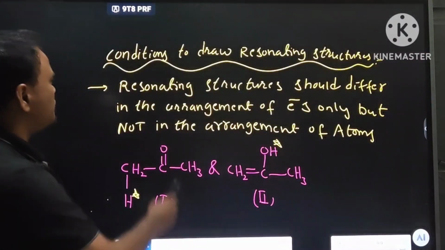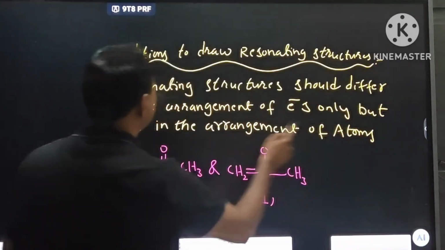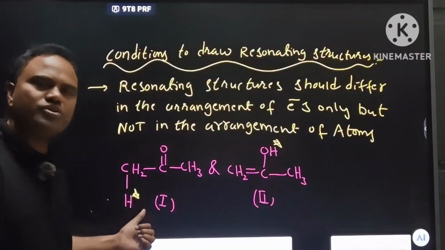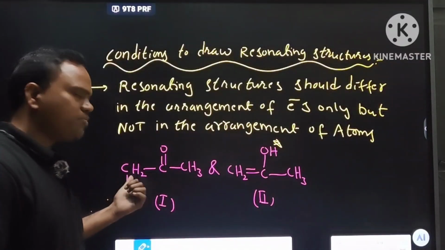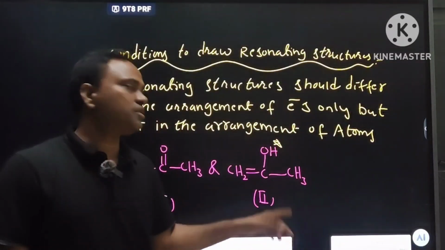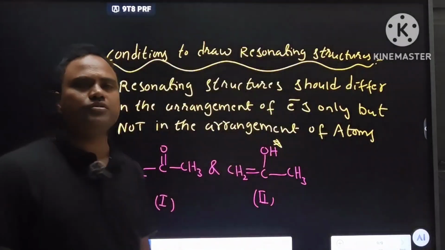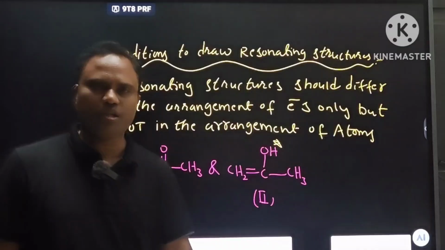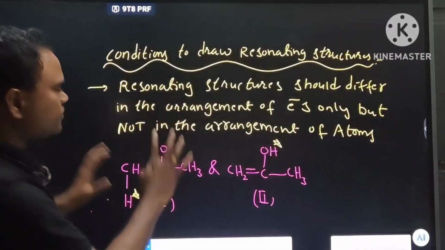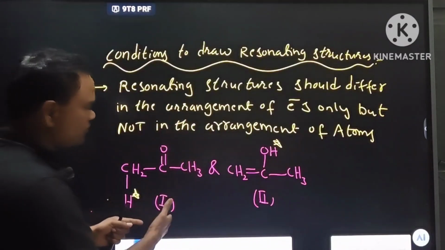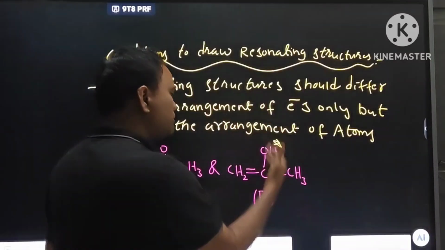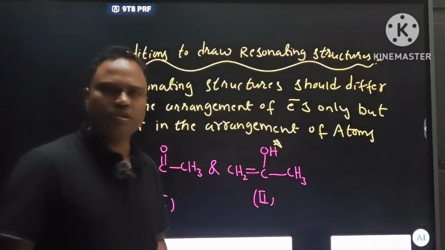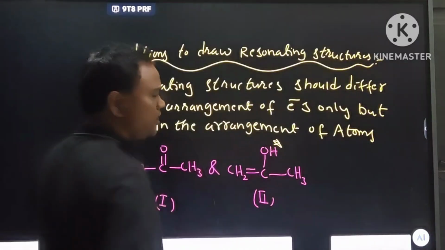Clear? What is the rule or condition? Resonating structures should differ in the arrangement of electrons only, but not in the atoms. Here the atom position is different. Here the hydrogen atom is present on carbon. In the second structure, that same hydrogen is present on oxygen. So the position of the atom is different, so these two are not resonating structures. The atom's position should remain as it is. Here, what is the position of the hydrogen atom? Here it is also the same. If not, then they are not resonating structures. Clear? Remember this point.